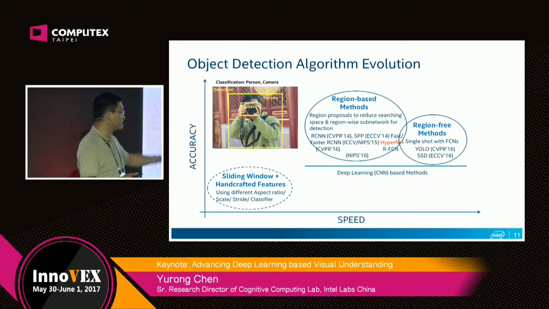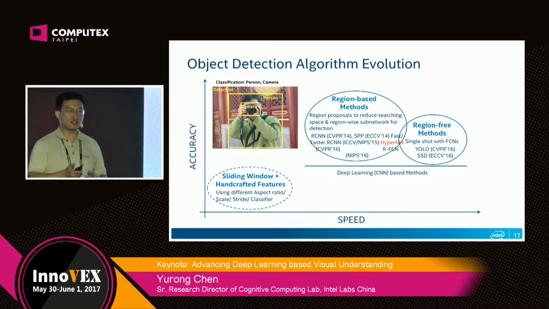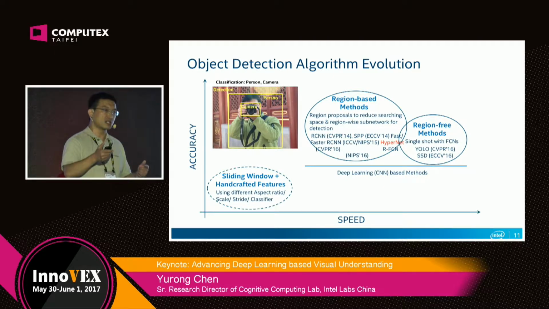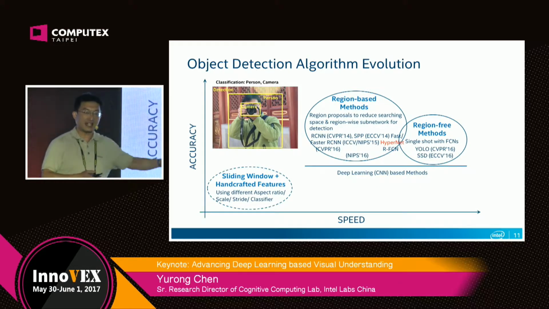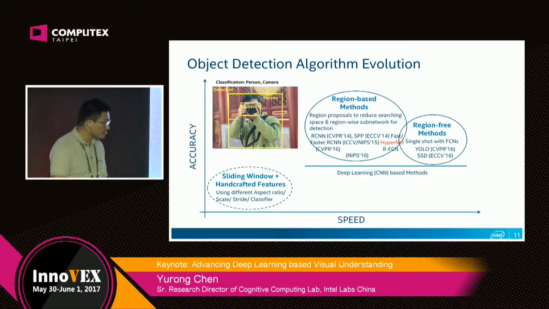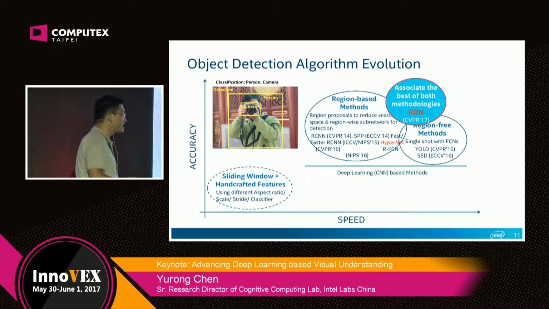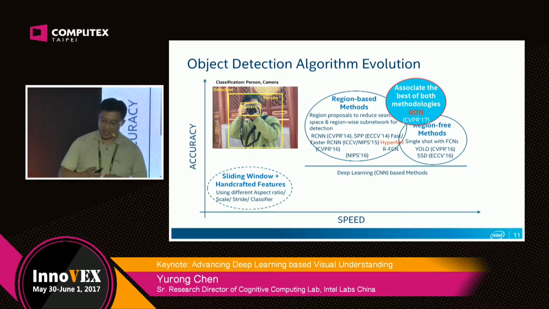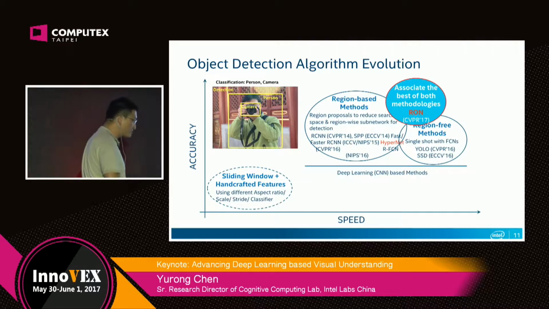The other solution family is region-free methods, including YOLO and SSD. These methods treat object detection as a single-shot problem, straight from image pixels to bounding box coordinates by fully convolutional networks. Their major advantage is high time efficiency, but the accuracy is not the best. Based on the success of the two solution families, we invented our own solution to associate the best of both methodologies and eliminate the major demerits. So next, I will introduce HyperNet and our own solution to you.